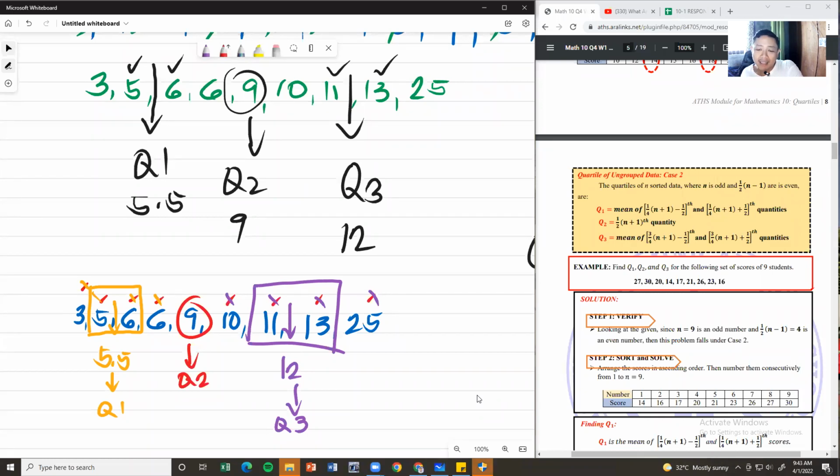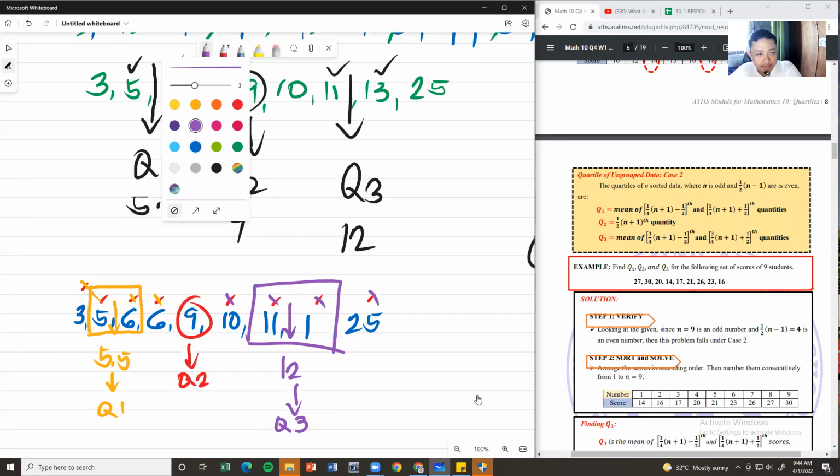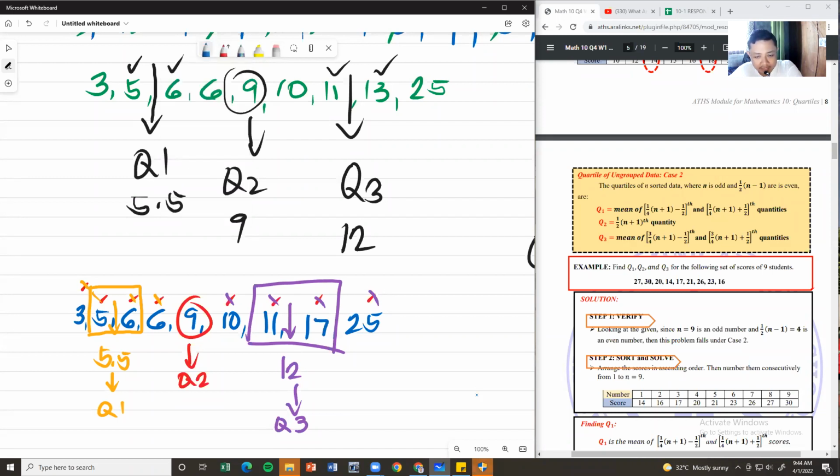Sir, what if the gap is big? For example, instead of 11 and 13, it is 11 and then 17 as the next value. Okay, let's have that as an example. What if this is not 13, but this is 17? Is this what you mean? Okay, I guess this is what he means.